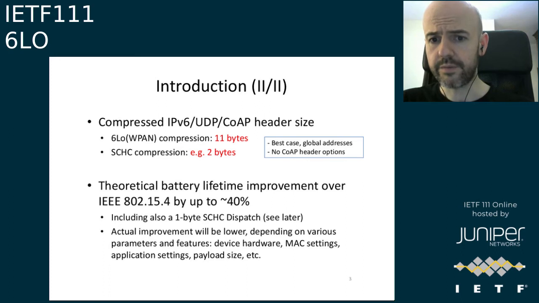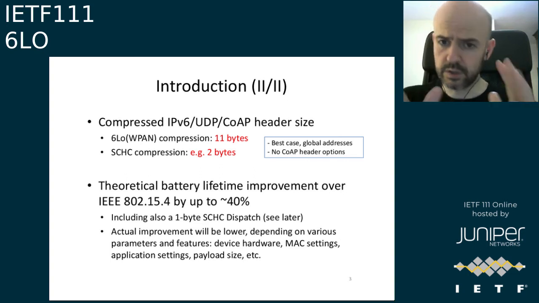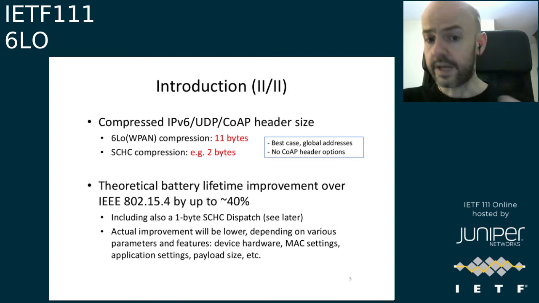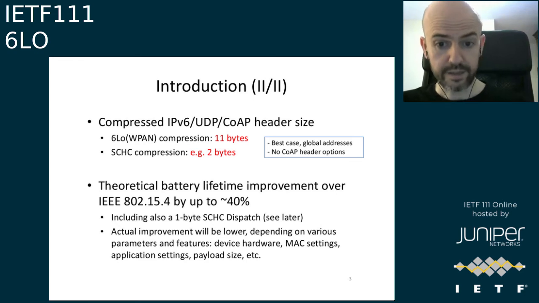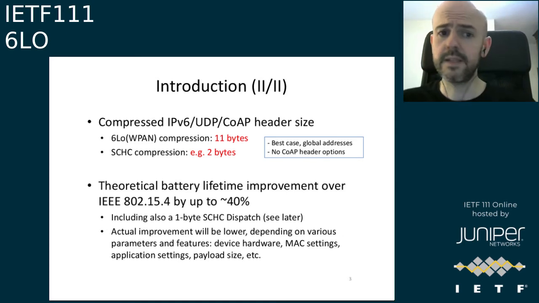This header compression improvement leads to some battery lifetime improvement for devices that run on batteries. In this case, if we use those mentioned protocols on top of 15.4, theoretically, and in the most extreme case, it is possible to achieve a theoretical battery lifetime improvement of up to 40%. That would also include a 3rd byte when using SHIC, which would be the SHIC dispatch that will be presented later. A disclaimer here is that, of course, the actual improvement will be lower, depending on various parameters and features, such as device hardware, especially the sleep current consumption, MAC layer settings, application layer settings, payload size, and so on. Next, please.